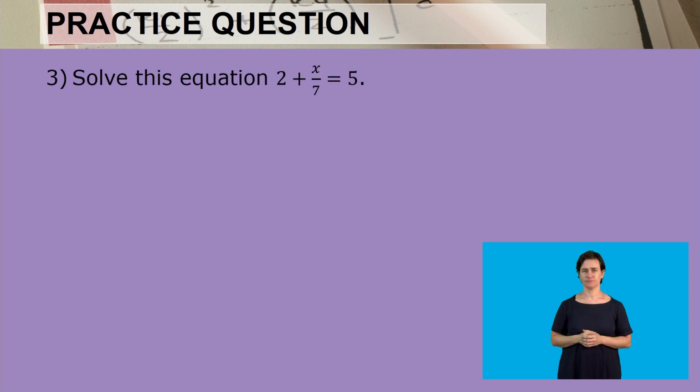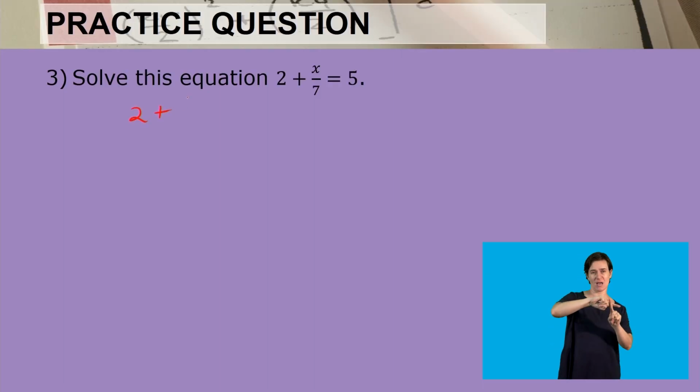A number, when we add 2 to a number divided by 7, should give you 5. Think of that number, and let's see if we can calculate it mathematically and come up with the same number. So we have 2 plus x divided by 7 equals 5.